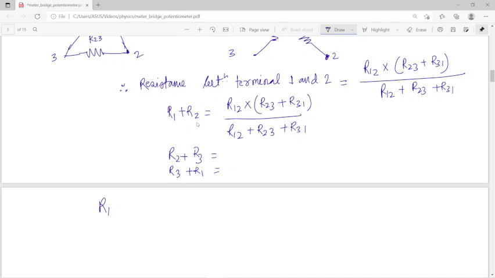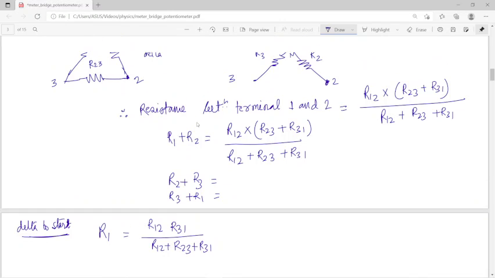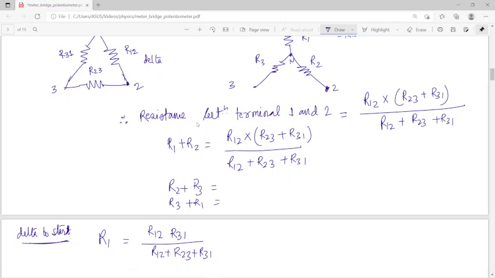That means when you have to convert from delta to star network, then the star network resistance R1 is replaced by R12 and R31 divided by R12 plus R23 plus R31. That is easy to remember. That means for R1, you just see R12 R31, R23 is left out.